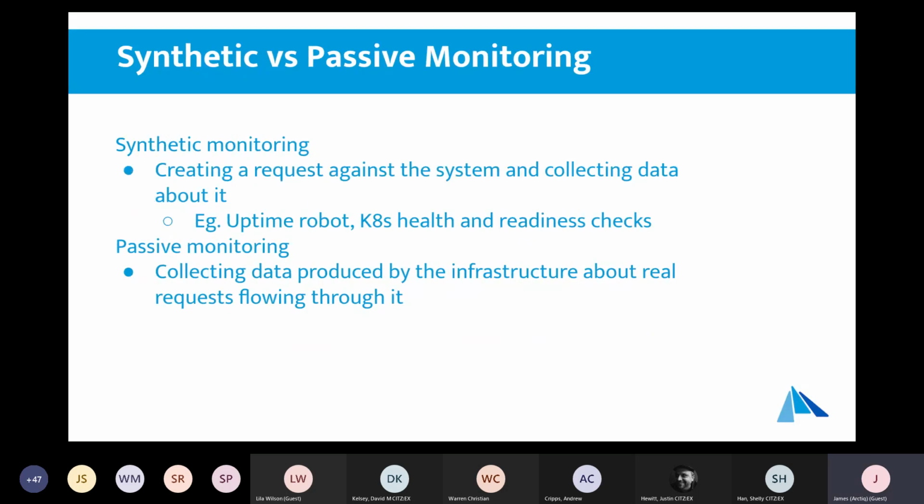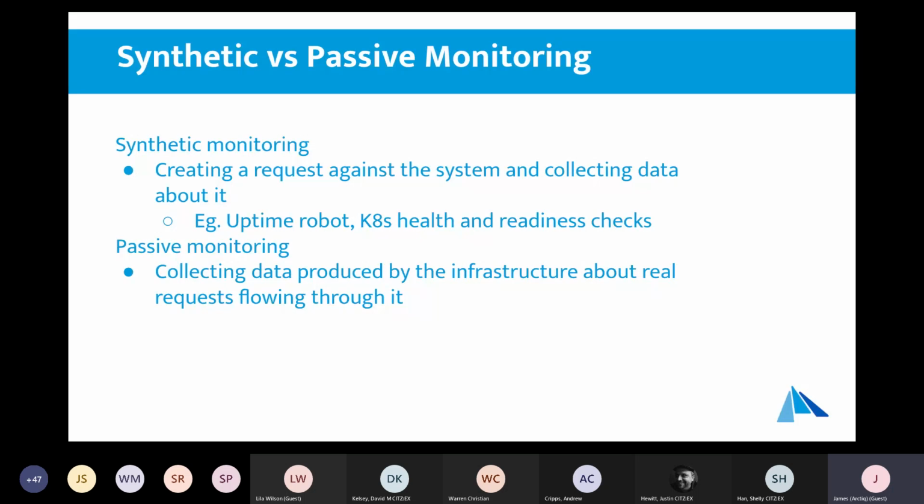There are two ways to collect monitoring data about those interactions with your service. You can do synthetic monitoring, where you create a request against your system, your service, your component, and collect data about how that request was handled. How long did it take? Was it successful? Did it get the expected response? Passive monitoring is about collecting instrumented data from the systems and their components based on the real requests from users flowing through it.